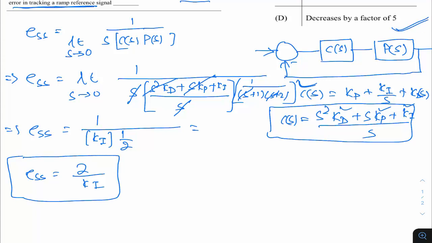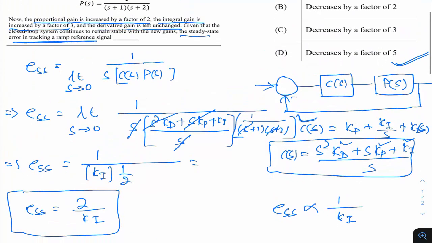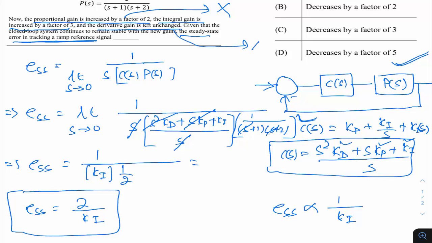That means ESS is inversely proportional to the integral gain Ki. ESS is independent of Kp and Kd. So in this case, see what has been changed. Proportional gain is increased by factor 2, but because of this there is no change in the steady state error. Derivative gain is left unchanged, and anyway the expression of ESS has no Kd term, so it does not play any role. But the integral gain is increased by a factor 3, so this will play the role.